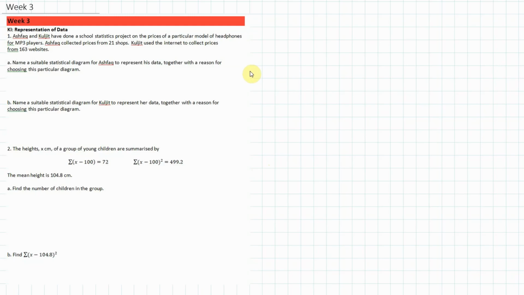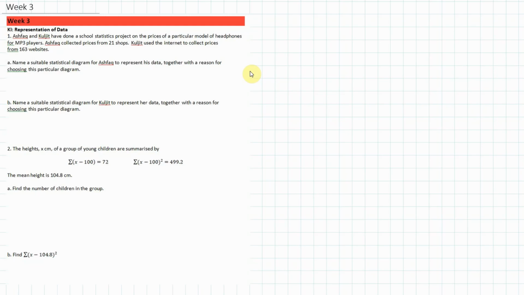So this first question is a past exam question. We've got two chaps who are doing a school statistics project on a particular model of headphones for MP3 players. The first guy, Ashfaq, collected prices from 21 shops, and Kuljit used the internet to collect prices from 163 websites.